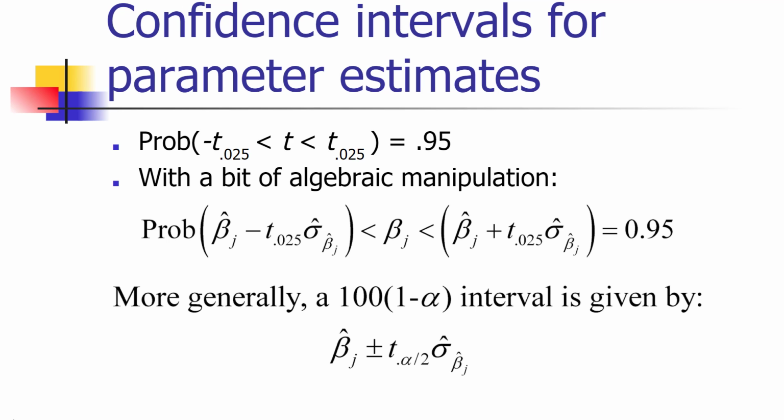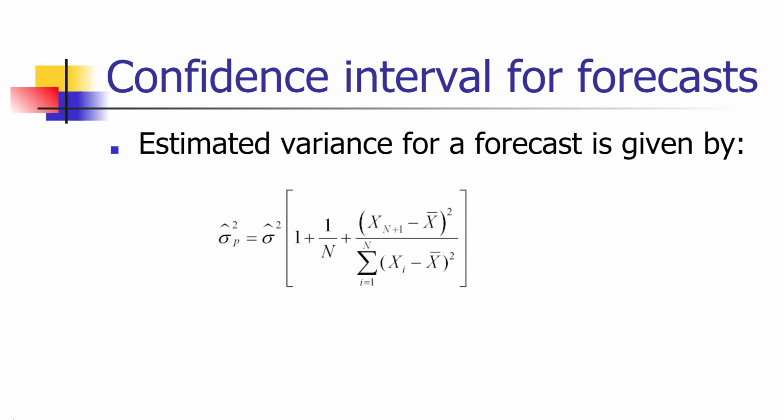For forecast, this looks pretty similar to what we saw before. We already established this is a formula for the predicted variance, and we would construct 100 times 1 minus alpha percent significance level. So if alpha is 5%, this would be a 95% significance level using exactly the same type of procedure we just described.